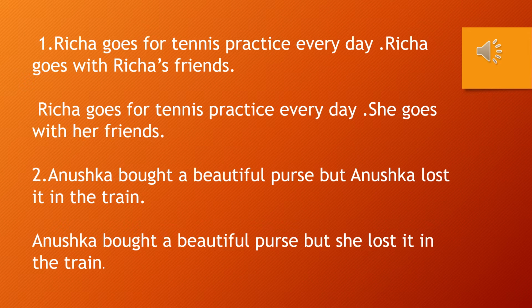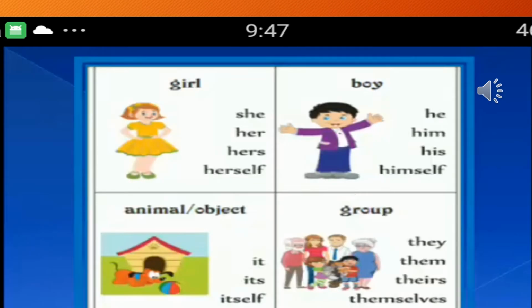Now read the next sentence. Anushka bought a beautiful purse, but Anushka lost it in the train. Now read the next one. Anushka bought a beautiful purse, but she lost it in the train. So children, here in the second sentence, instead of using Anushka's name, we used she.